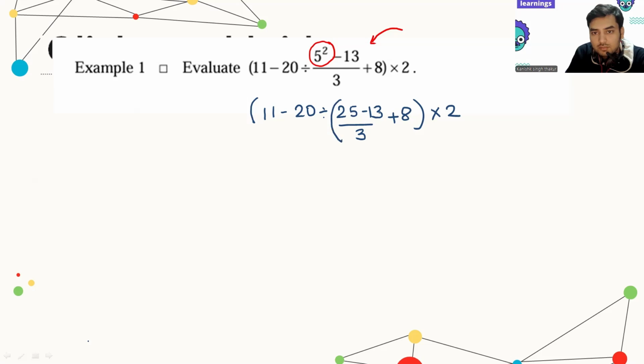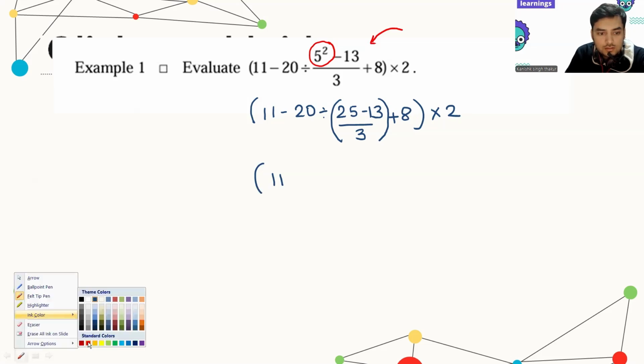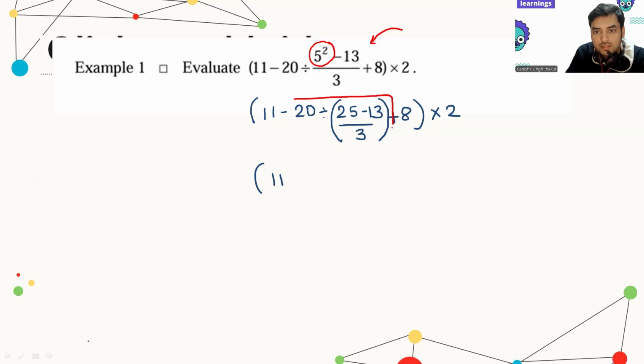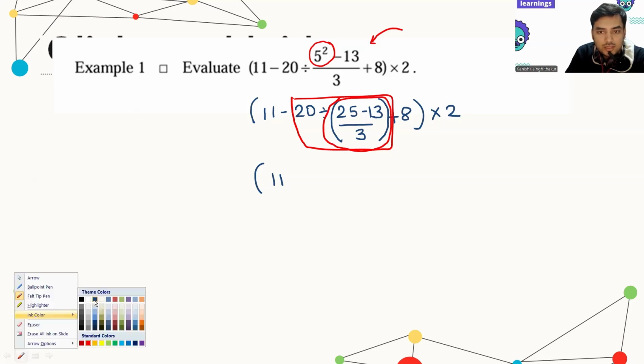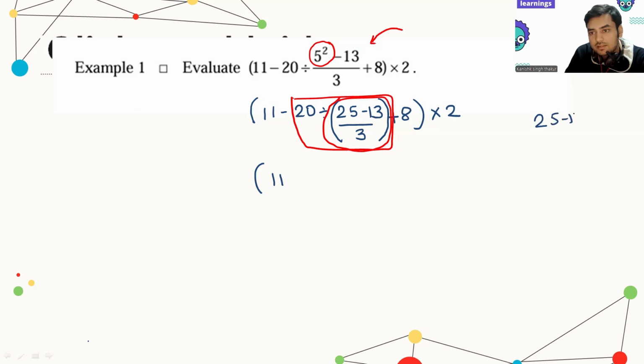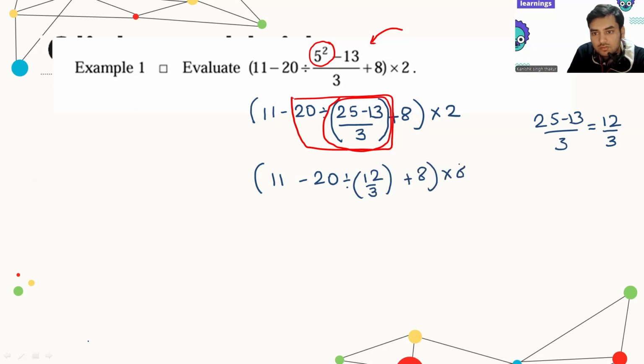Now I'll write this with a proper bracket so that I do not make a mistake. Before solving the division, I'll simplify this fraction: 25 minus 13 by 3. 25 minus 13 gives me 12 by 3. So I'll write 11 minus 20 divided by (12 over 3) plus 8 times 2.